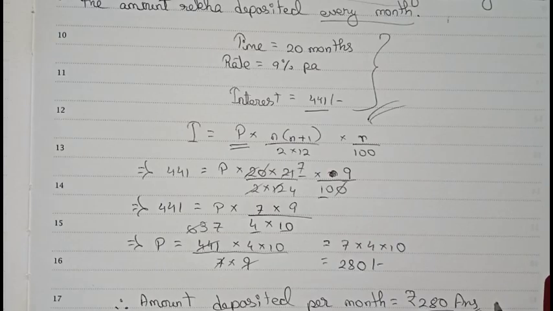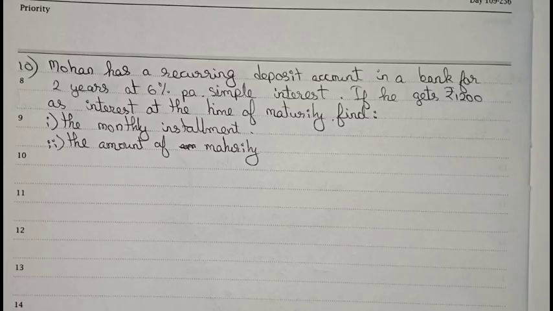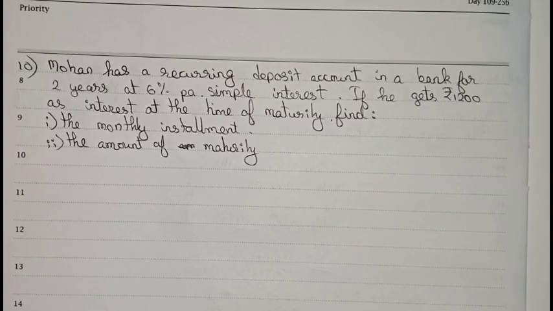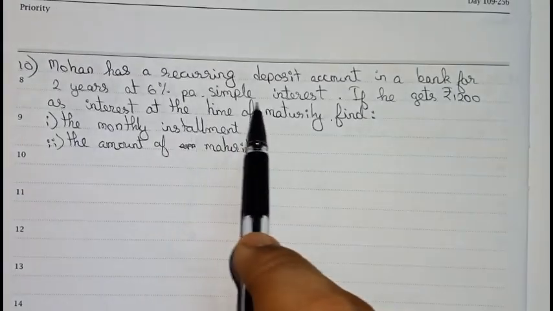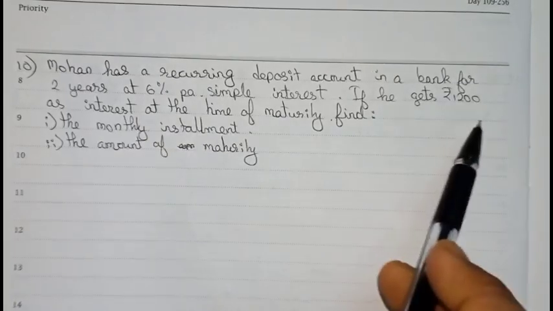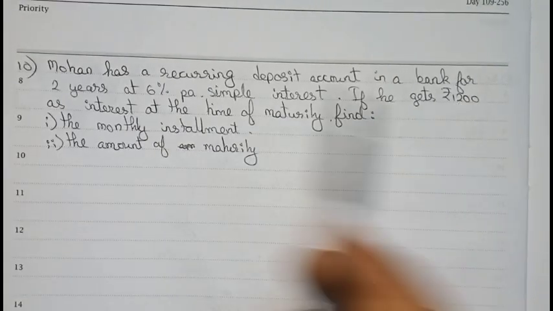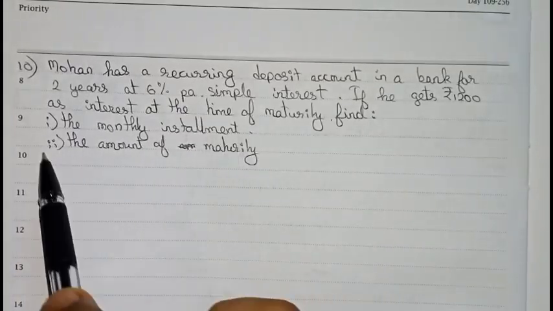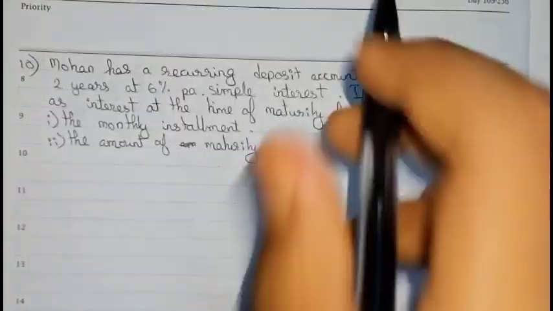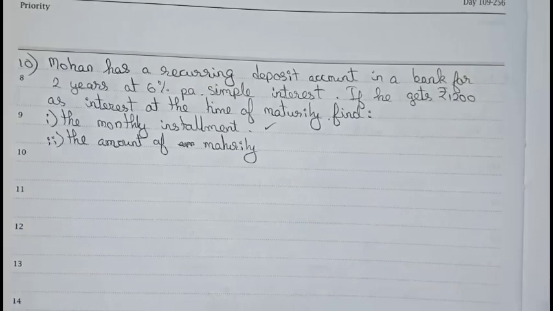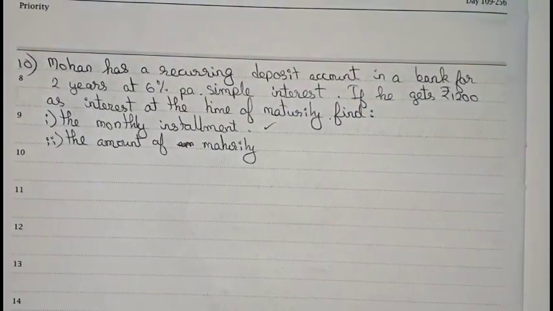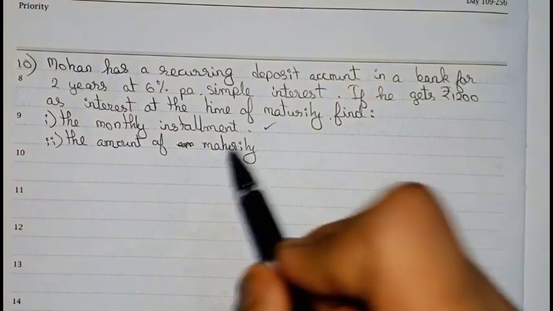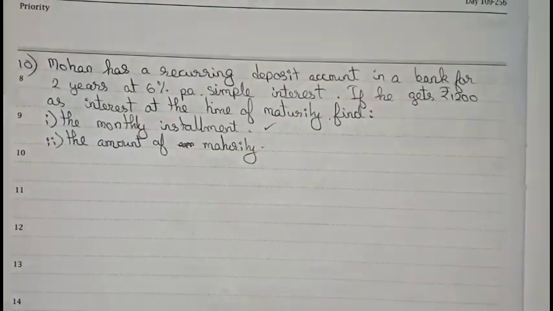So let's move on to our next question. Question number 10. Mohan has a recurring deposit account at a bank for 2 years at 6% per annum simple interest. If he gets rupees 1200 as interest at the time of maturity, find the monthly installment and the amount of maturity. So here monthly installment means the principal value. That means the amount deposited per month. So monthly installment will be the principal and amount at maturity will be the maturity amount.